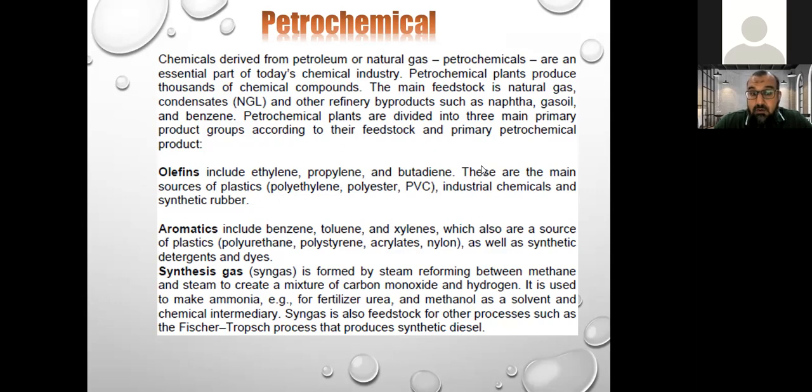The other sector is synthesis gas, or syngas. This is produced by steam reforming between methane and steam. So it is steam and methane to create a mixture of carbon monoxide and hydrogen. It is used to make ammonia. For example, in the fertilization area, you need to use ammonia, and methanol as a solvent and a chemical as well. So this syngas is also feedstock for other processes such as the Fischer-Tropsch process, which produces synthetic diesel.